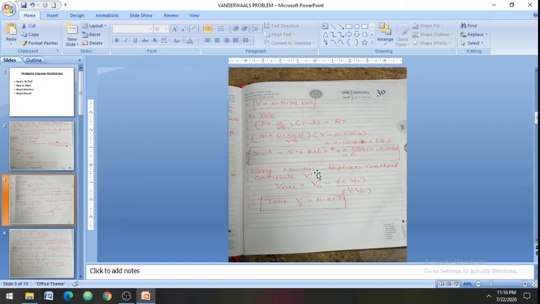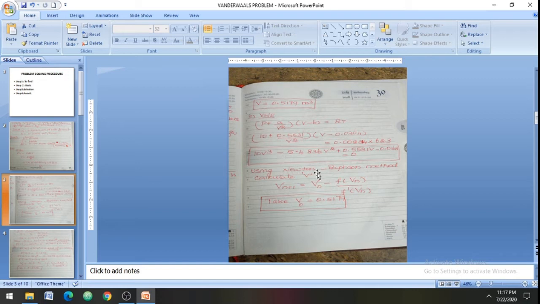Students, very important, Van der Waals equation. Compared with the ideal gas law, this is a little bit difficult. Ideal gas law is very easy to get the value. In the Van der Waals equation it is difficult.